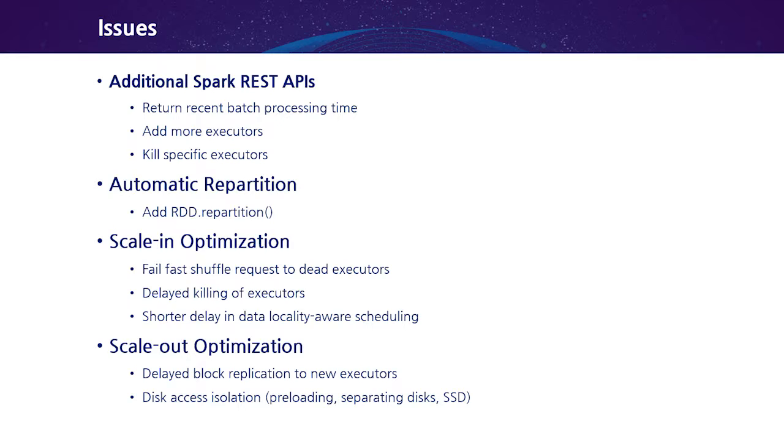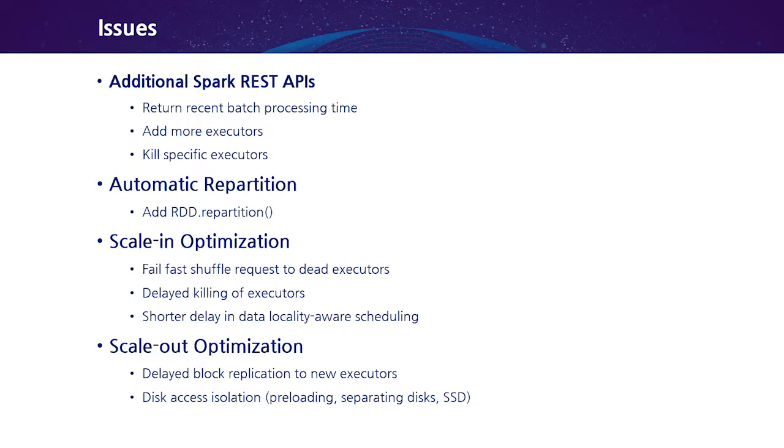We optimized the scaling as well. We should prevent Spark from trying to reconnect to dead executors for shuffle data or for running tasks. So before actually killing executors, we advertise the victims so that shuffle requests to them fail fairly fast. We also reduced data locality wait time, so the scheduler does not wait too long for data local executors.